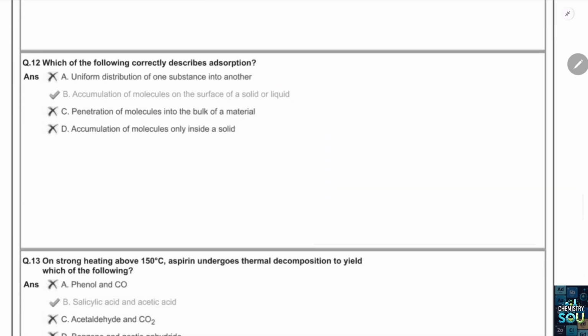In the question number 12, which of the following correctly describes adsorption? Adsorption is a surface phenomenon. Uniform distribution of one substance into another? No, that is absorption. And accumulation of molecules on the surface of a solid or liquid, that is true, this is adsorption.